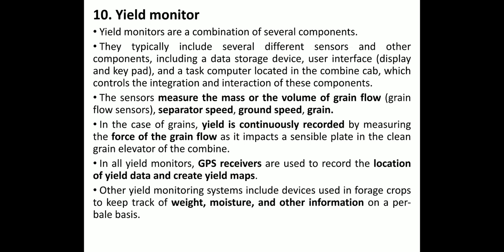Yield monitors are a combination of several components used for the measurement of grain flow rate or volume of grain, mass of grain, separator speed, ground speed or grain speed with the help of grain flow sensors. In the case of grains, yield is continuously recorded by measuring the force of grain flow, with sensors installed in the threshing machine or the threshers. In all yield monitors, a GPS receiver has to be used to record the location of the yield data and create the yield maps. These sensors, or the different yield monitors, are also used to track the weight, moisture and other information of the crops.